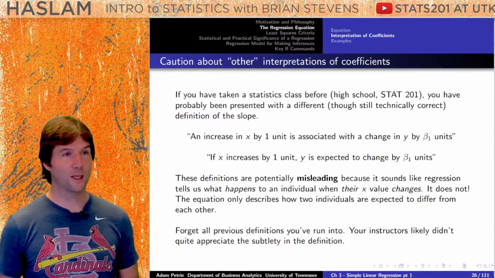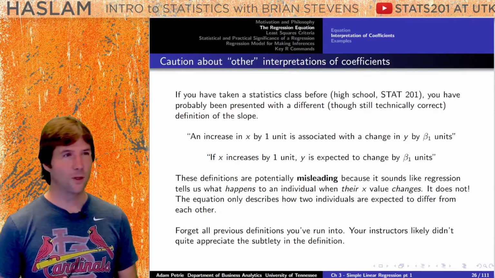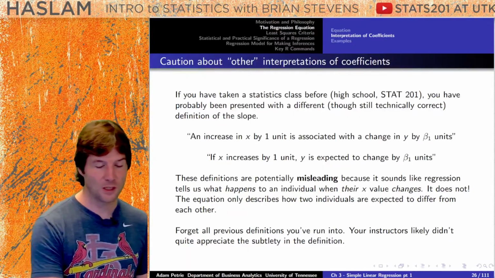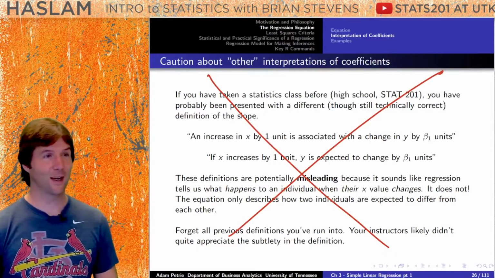Do not write things like for each 1 unit increase in x, we expect y, or y will change by this. Will, cause, prove are all bad words in this class. This is where people lose a ton of points on the test. Do not write this out.